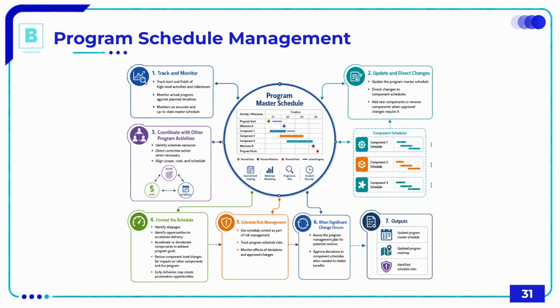Then we covered also schedule management. We talked about the program master schedule, where, as you see in this example, there is the component overall duration. That's called the program master schedule. So in schedule management, we track the start and finish of the high-level activities and milestones in the program, monitor actual progress against the planned timeline, and maintain an accurate and up-to-date master schedule.